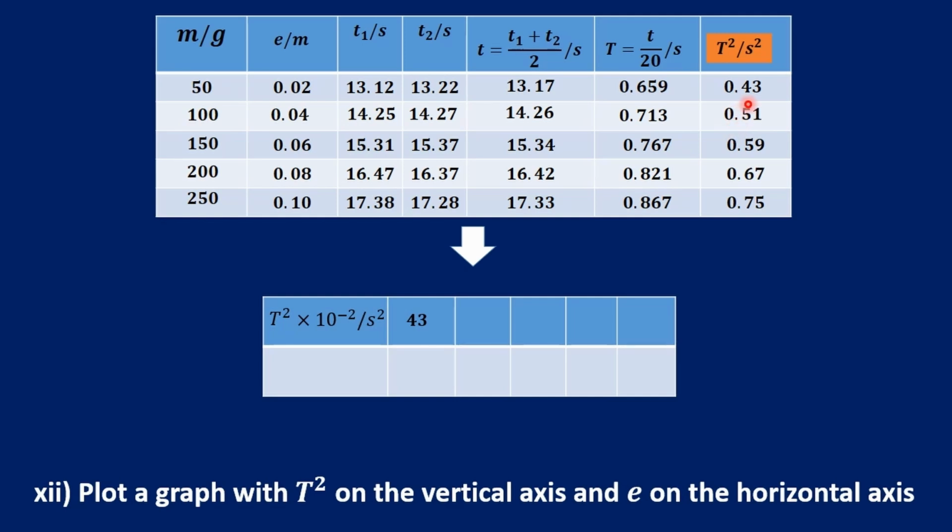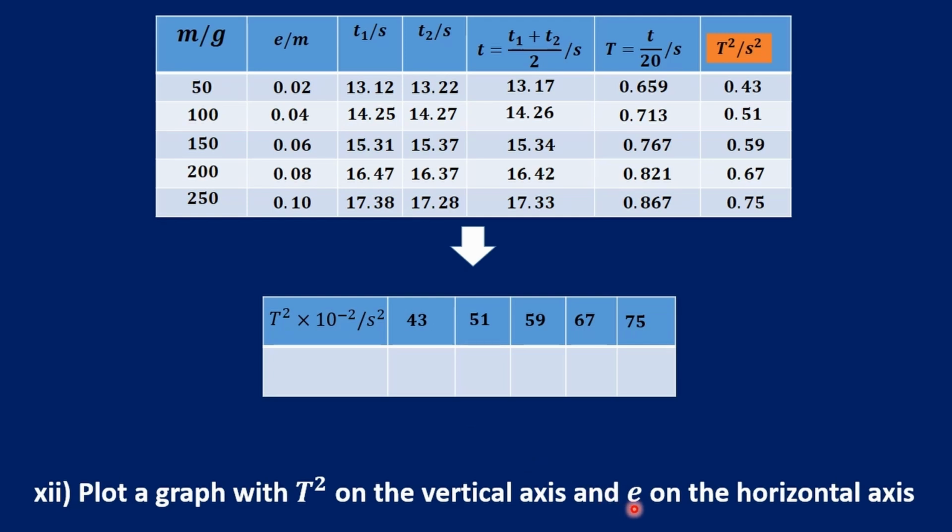We move this point 1, 2 and we have 51. The next one is 59, 67 and then 75. All times 10 exponent negative 2 in standard form.